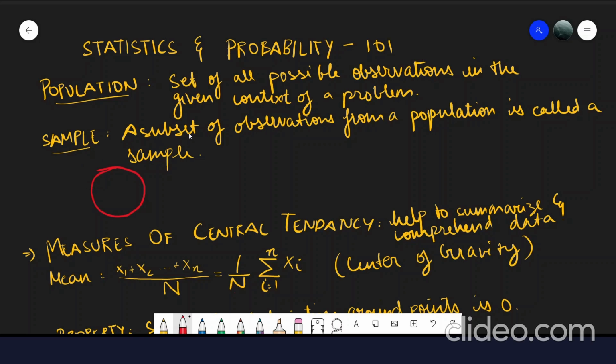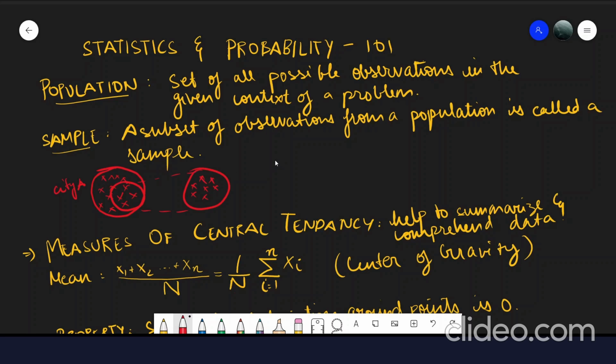Now, a sample is a subset of observations from a population. Let's say that this is one city, city A, and there are people inside, like people who live in the city. Now, a small percentage of these people would form a sample, all right? This sample could be decided by whatever way you want. You could decide the sample by a particular gender of people or people above a particular height. But since the sample comes from this population, it's a sample of this population.